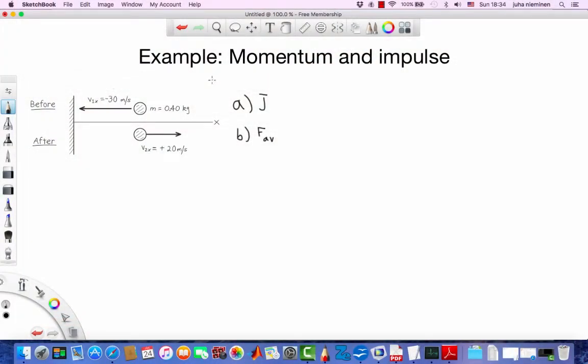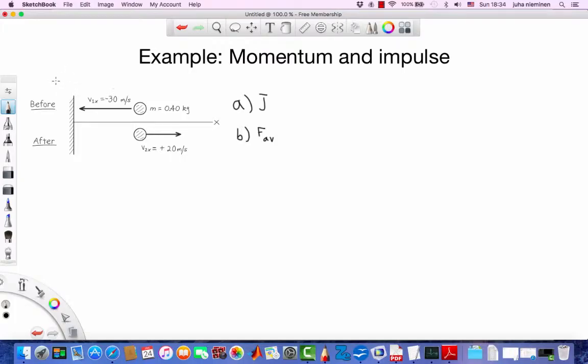Let's warm up with the following example. The setup is pretty simple. A ball hits the wall at a velocity of minus 30 meters per second, or 30 meters per second, and then bounces back at 20 meters per second. We would like to calculate the impulse of the force acting on the ball and the magnitude of that force, or the average of that force.